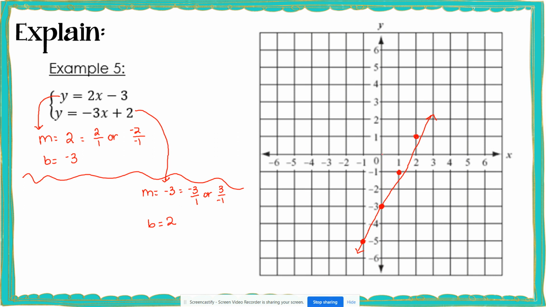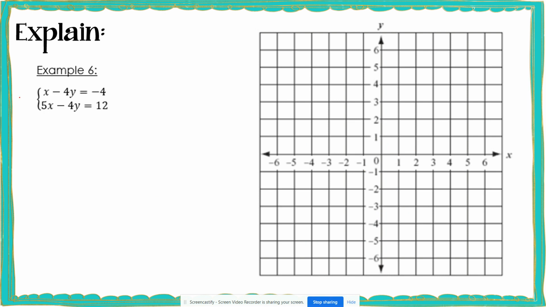So let's graph our y-intercept first by going up to positive 2 on my y-axis. My slope is negative 3, so I'm going to go down 3 and then right 1, which puts me right here. And you can see that that's the same point that was on my other line. So I found the point where they intersect, and that point is right here. So I need to write the ordered pair for that. Well, the ordered pair for this is that my x value here is 1, and my y value here is negative 1. So my solution is positive 1, negative 1.